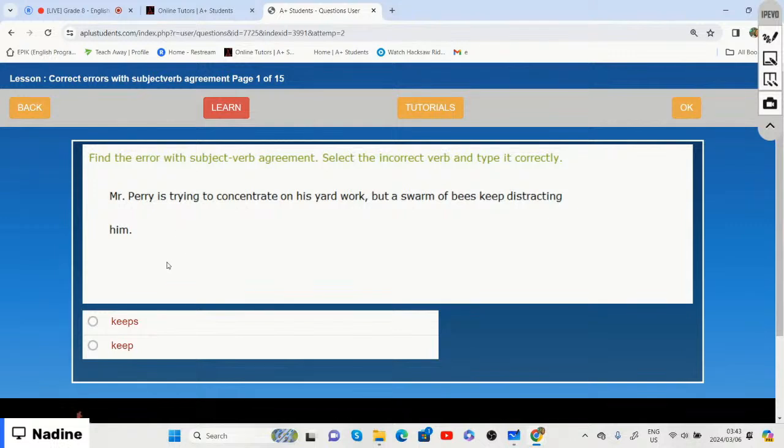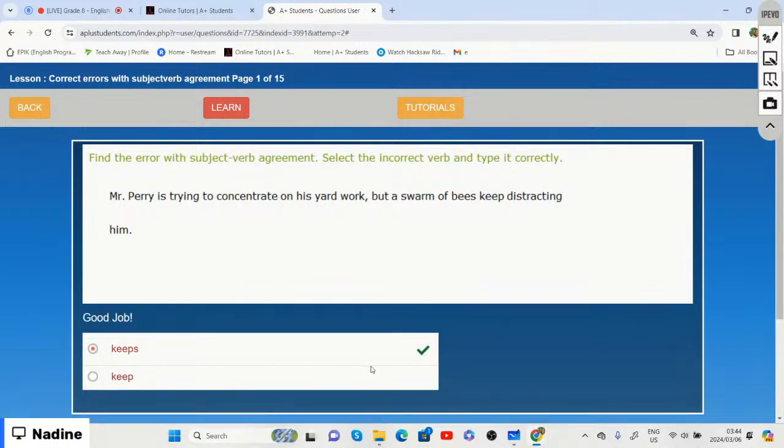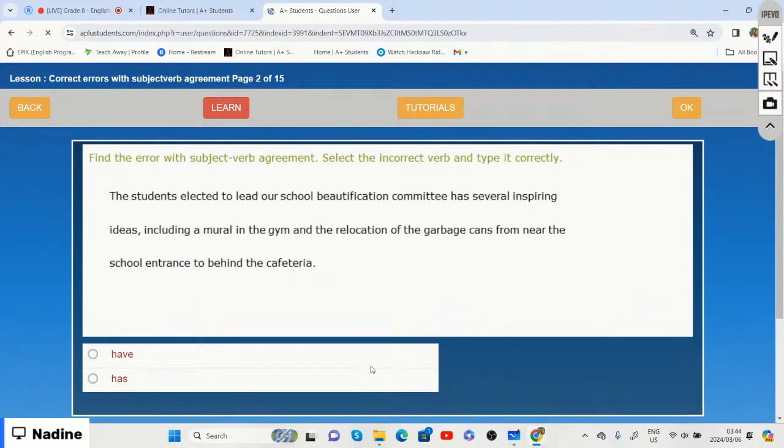So we said, Mr. Perry is trying to concentrate on his yard work, but a swarm of bees keeps distracting him. Because even though a swarm of bees sounds like a lot, it is basically referring to a singular subject.